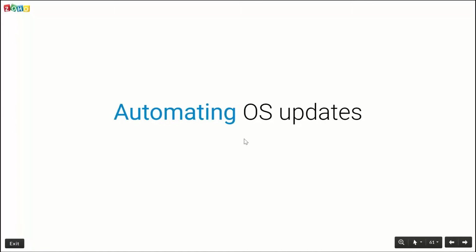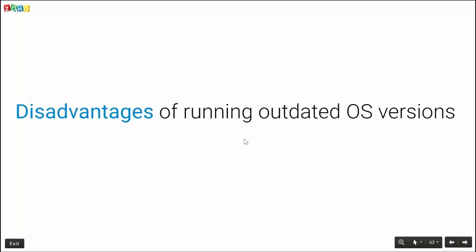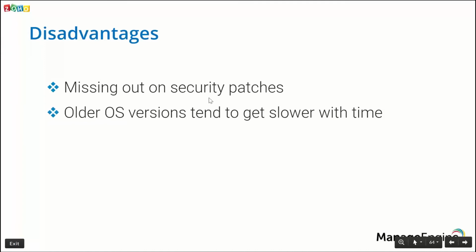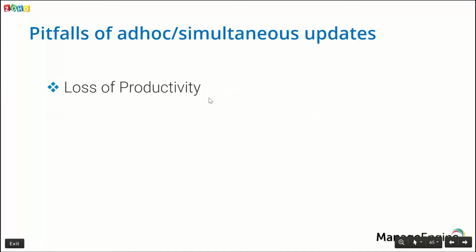So this section will be on OS updates, which are very important for your devices. So there are a few disadvantages of running an outdated OS version. First, you might be missing out on some important security updates. And also, if you're using an older OS version, your devices will tend to get slower with time. However, if you choose to update the OS on all of your devices at the same time, this could lead to a loss of productivity because your devices will have to restart during the update.